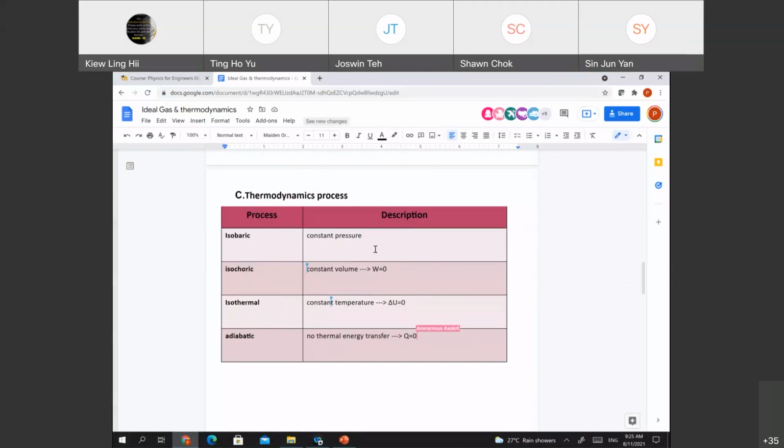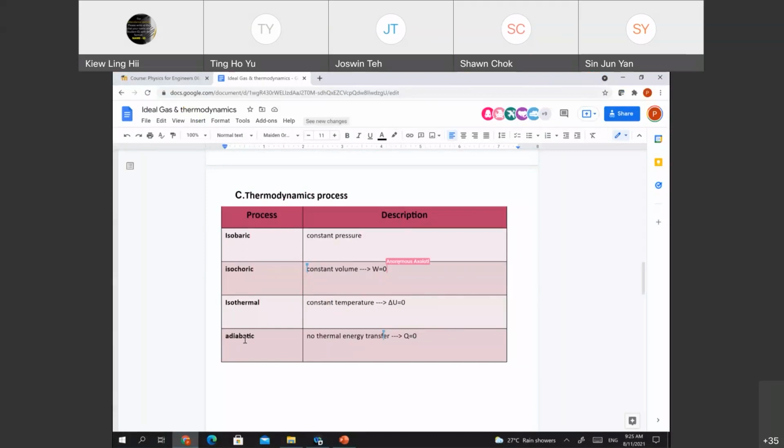So isochoric, constant volume, so no work done. Remember, no change in volume, no work done. Isothermal, no change in temperature, so no change in internal energy. Adiabatic means no thermal energy transfer.